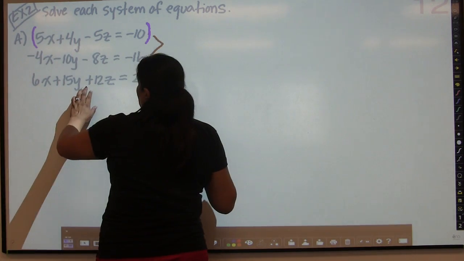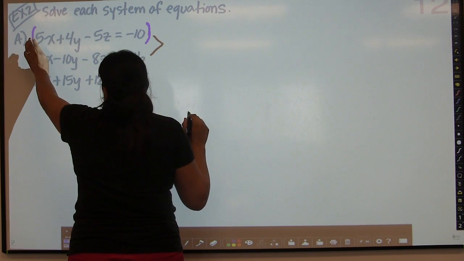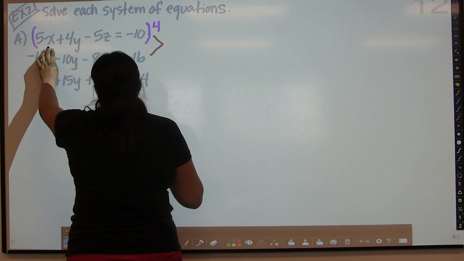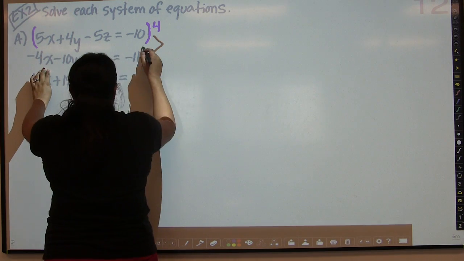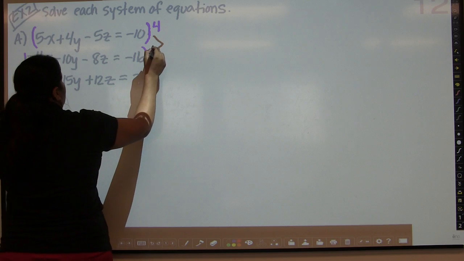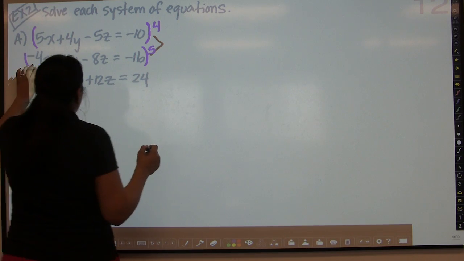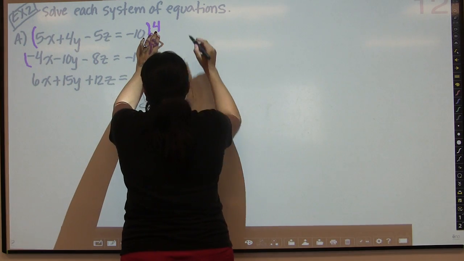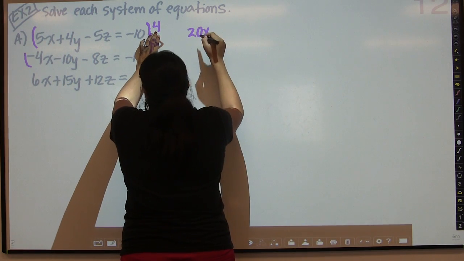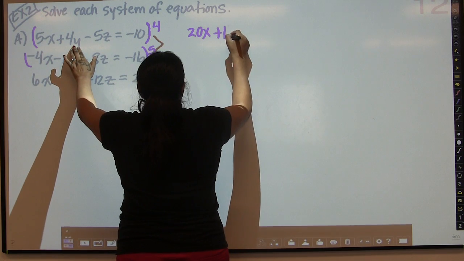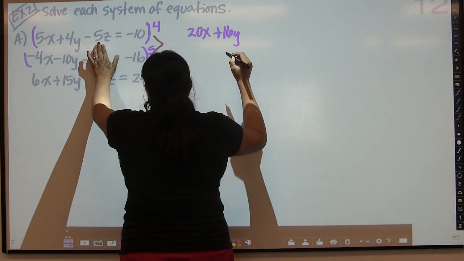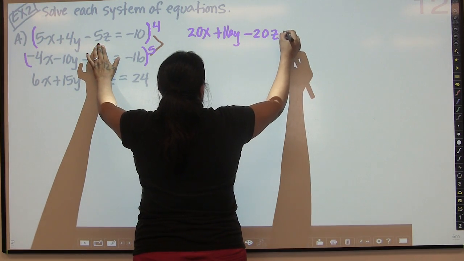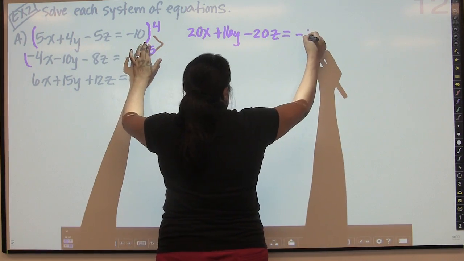So we are going to take the top equation and multiply it. I'm trying to eliminate the x's, I guess. So 5 times 4 will be 20. And the bottom equation times a 5, because 5 times -4 will be -20. So I'm trying to cancel out my x's. So 5 times 4 is going to give me 20x. 4 times 4 is plus 16y. 4 times -5 is -20z. Someone is checking my math, right?